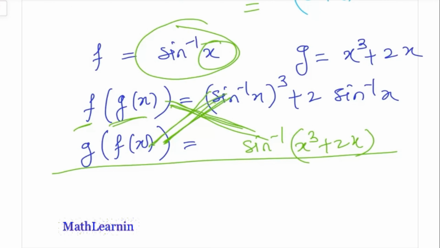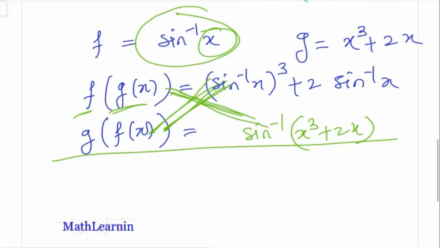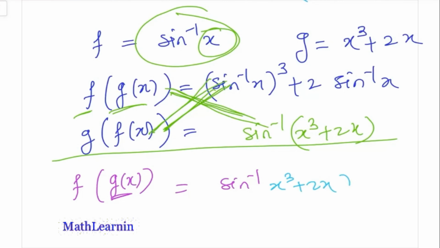Okay, we'll do one more time. This is f. Inside that we have to write g, right? So my f is sin inverse. Inside that I have to write g. So my g is this, so it will be x cube plus 2x. So this is f of g of x. So that's what I said here, right?